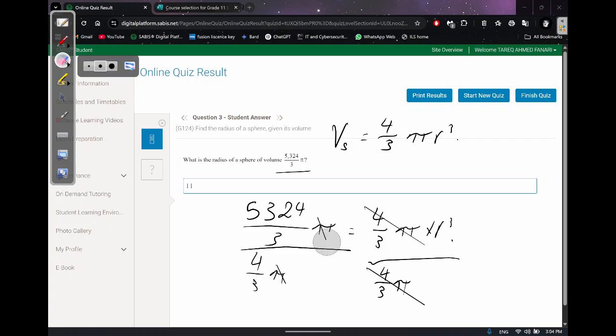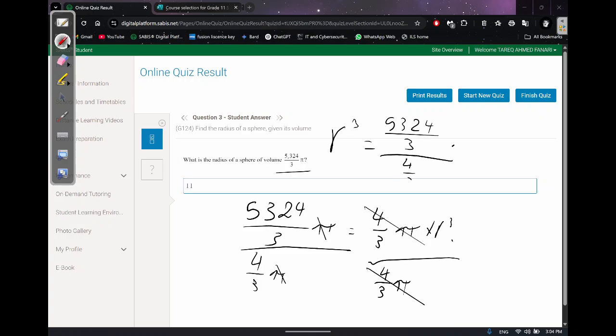Then you just do this. Let's do this on a calculator, you can use the equation solver, or just rewrite it in a much simpler way. Since r cubed is equal to 5324 over 3 divided by 4 over 3, r is just the cube root of that. So r is the cube root of 5324 over 3 all over 4 over 3.